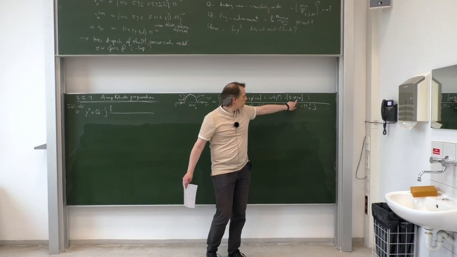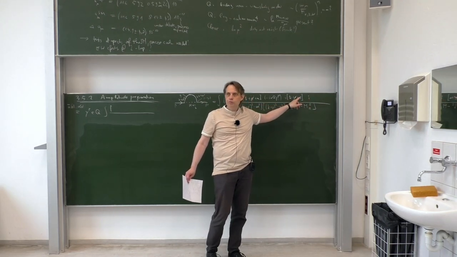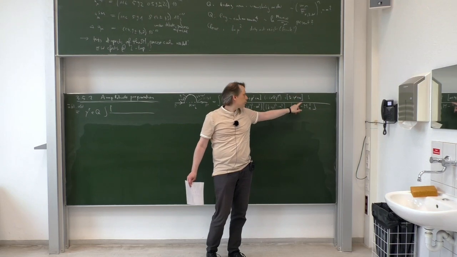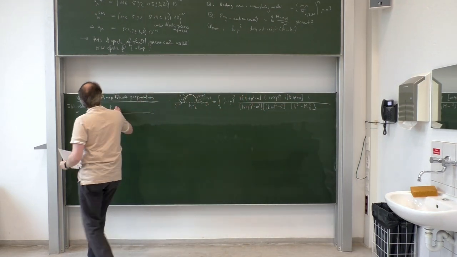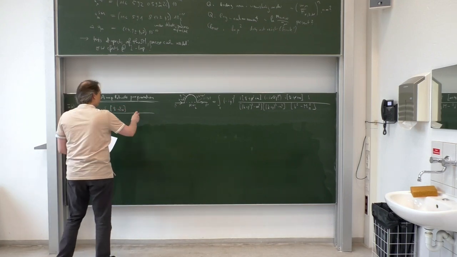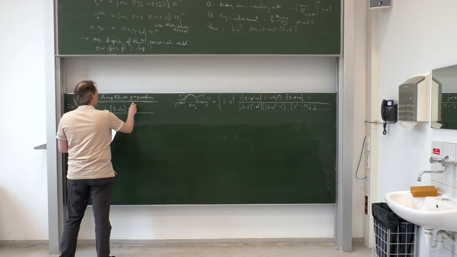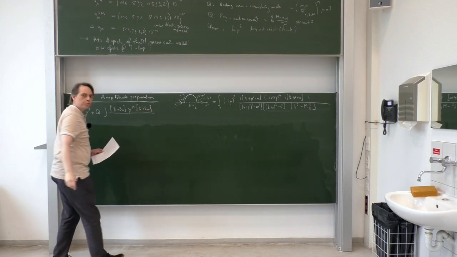And also here, p slash acts on u of p. p slash u is equal to m times u. So this can be replaced by m. That can be replaced by m as well. So we have k slash plus 2m, and also on the right, and then in the middle, gamma mu times another k slash plus 2m.